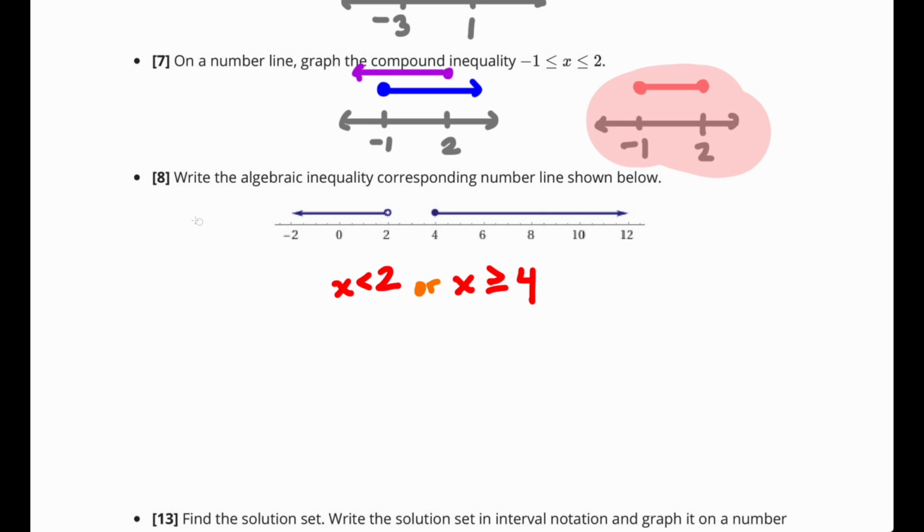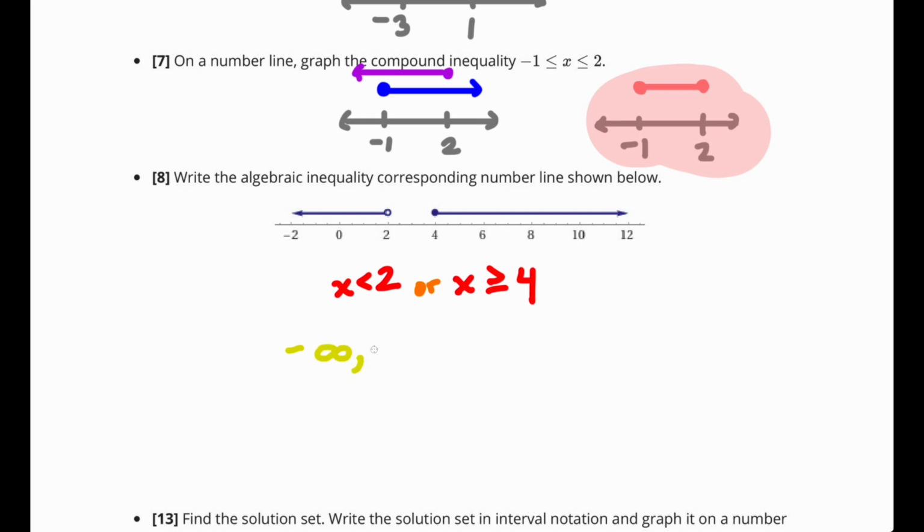Now, it doesn't ask for it, but if we wanted, we could actually put this in interval notation. It's probably a good way to start explaining what interval notation is all about. For this one, it says x is less than 2. That means the smallest it can get to is negative infinity, because it can just keep going less than 2 over and over again. So the smallest number goes first.